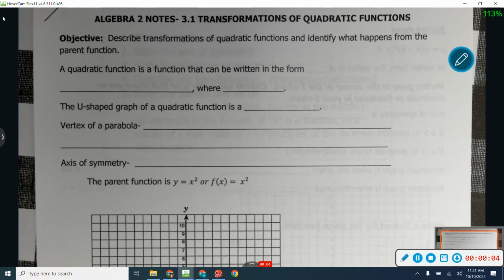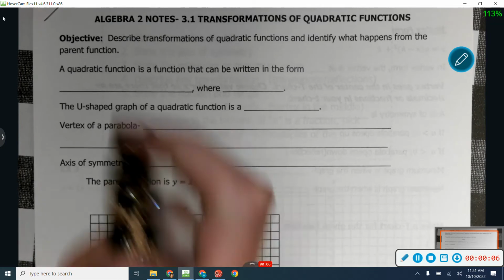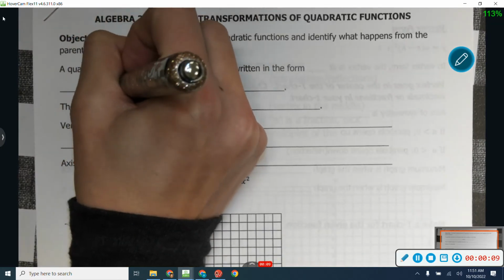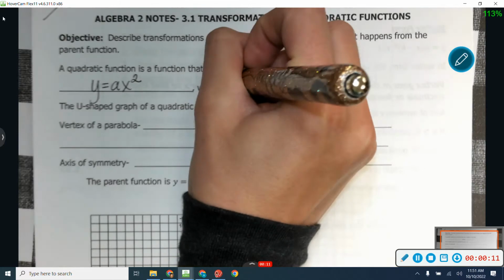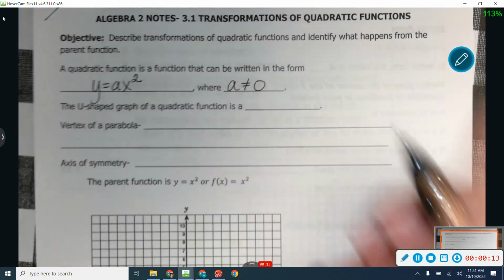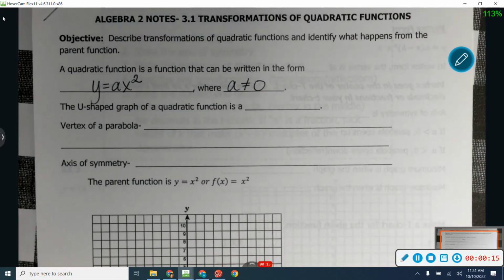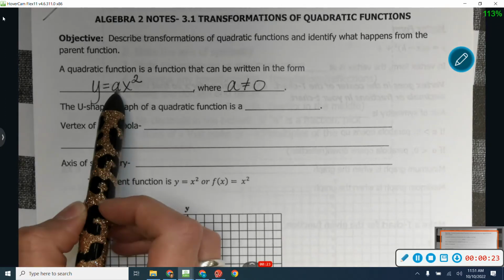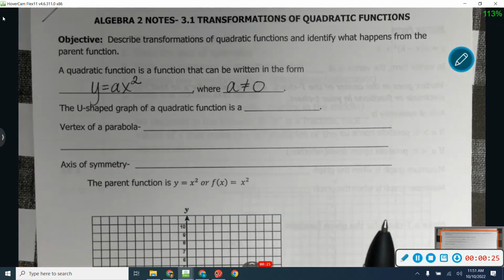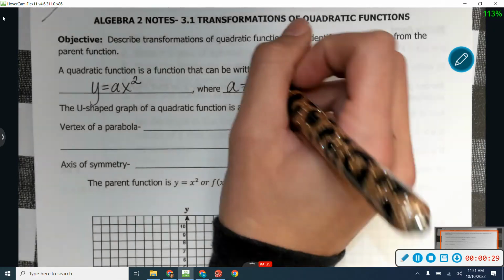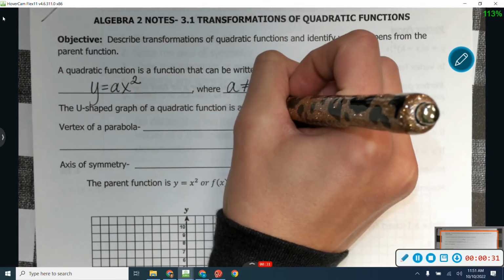Okay, a quadratic function is a function that can be written in the form y equals ax squared, where a cannot equal 0. So what that means is anytime you see the x squared portion of that, that's what makes it quadratic. If you have just an x, that's linear. So that's why a cannot equal 0, because if it's 0, then you don't have an x squared term. It's not quadratic. The U-shaped graph of a quadratic function is called a parabola.